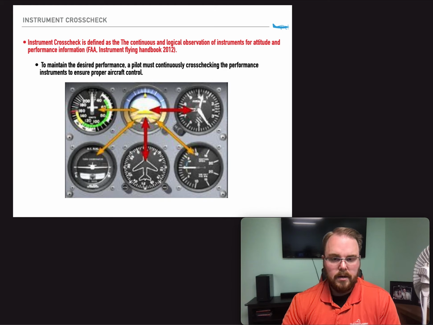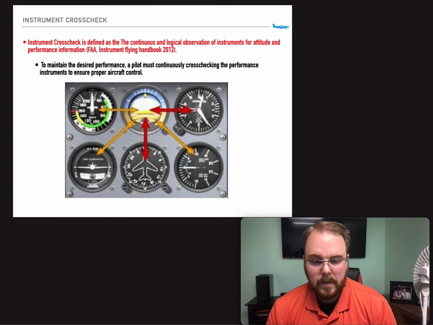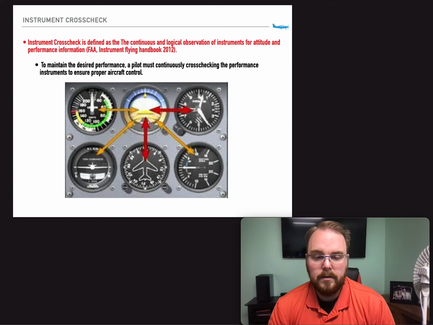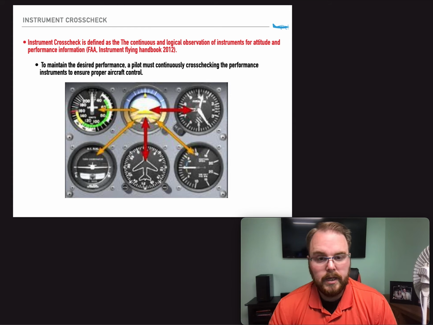Back to the attitude indicator, still looking good. Down to the coordinator, still looking good. Back to the attitude indicator. Down to the HSI, we still look good. Back to the attitude indicator. Over to the vertical speed indicator, we still look great. Back to the attitude indicator. Over to the altimeter, still look good. Back to the attitude indicator. And we just continue that cross-check until we have to change our desired control.